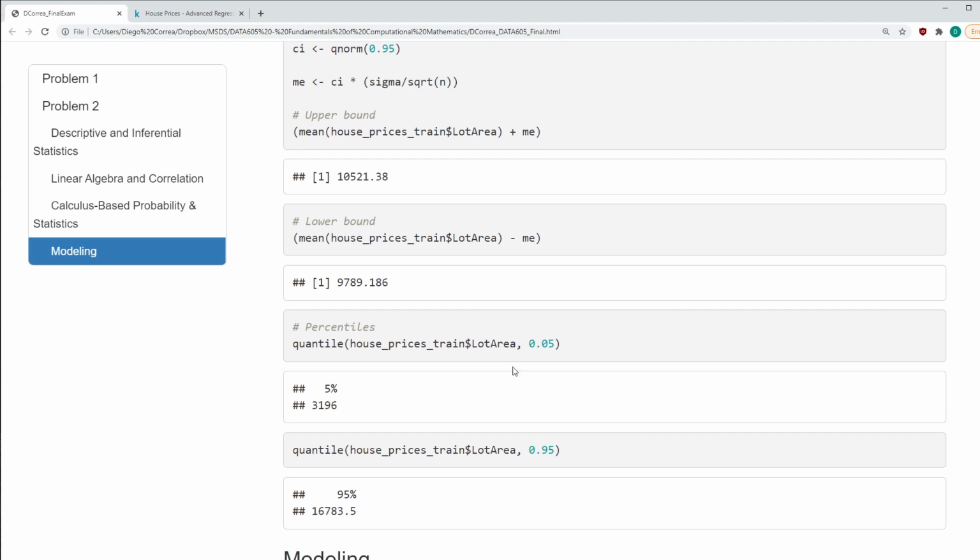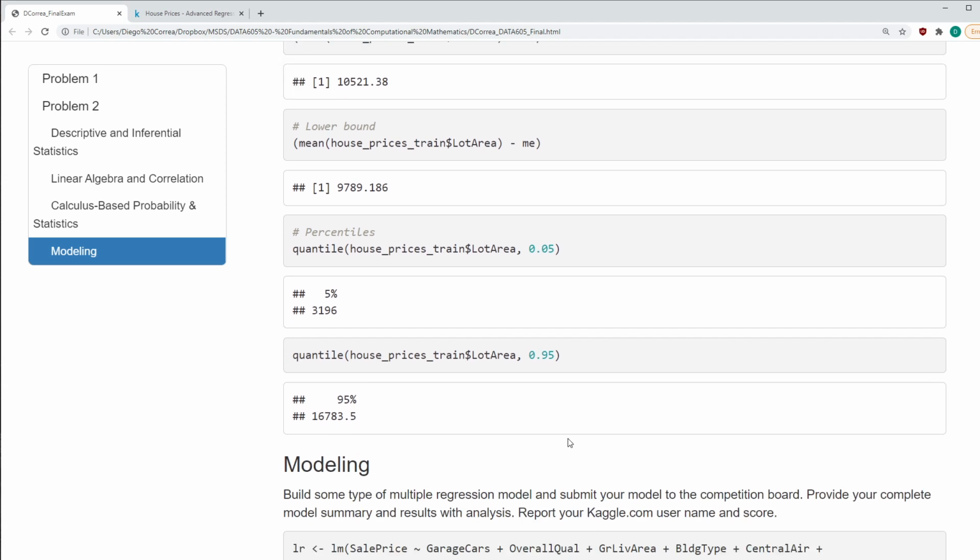And then lastly, I get the percentiles of lot area of the empirical data. The 5th percentile is going to be 3,196, and the 95th percentile will be 16,783.